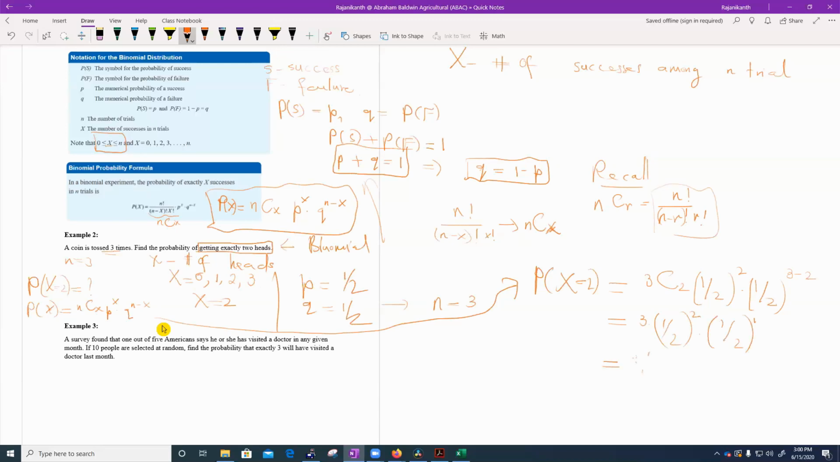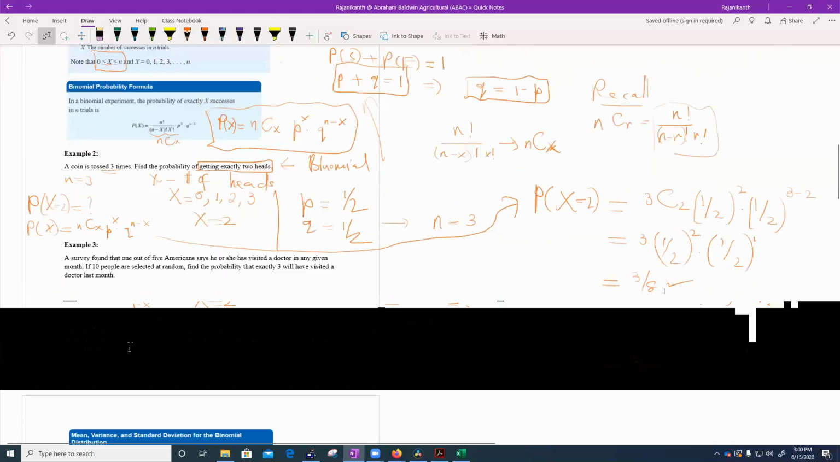You could use the calculator. So the answer is 3/8. That means the probability of getting exactly 2 heads among all three is 3/8. So that's the way to use the binomial distribution. Okay, let's move to the next one.